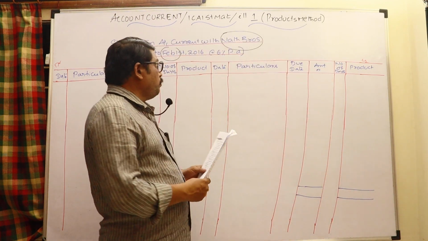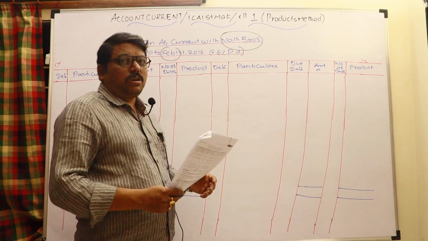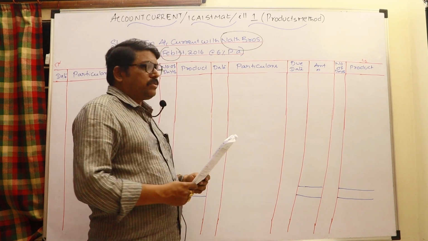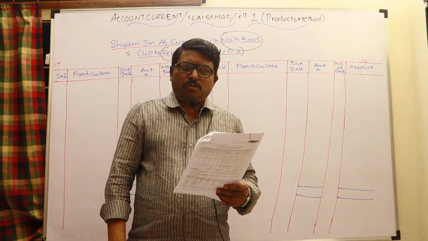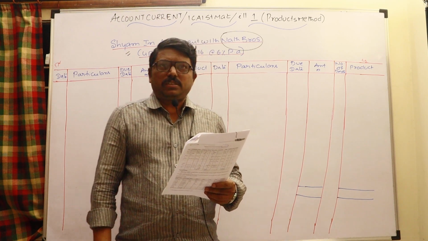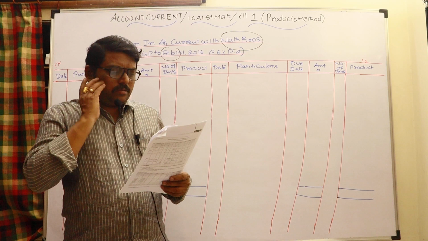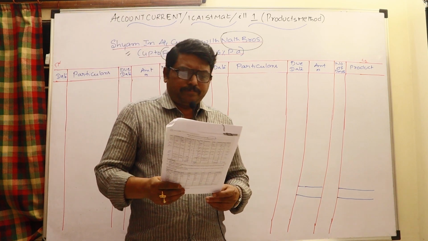Hi friends, today we will discuss the account current from ICH Study Material Illustration 1. We already discussed Illustration 1 in the previous class using the interest table method. Today we will discuss the products method.